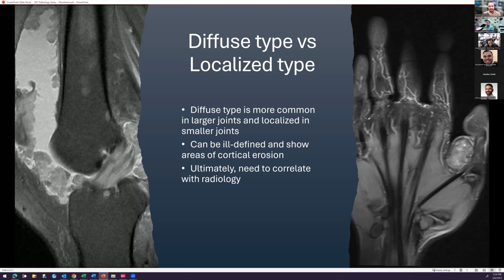And so you can see on the left here, this is an example of a diffuse type TGCT that's pretty exuberant. It's just throughout the entire joint, essentially. So a somewhat ill-defined mass extending throughout the joint space, as opposed to a localized type, which is going to be a pretty well-defined mass arising off the tendon. So, makes sense? Sweet. All right, moving on.